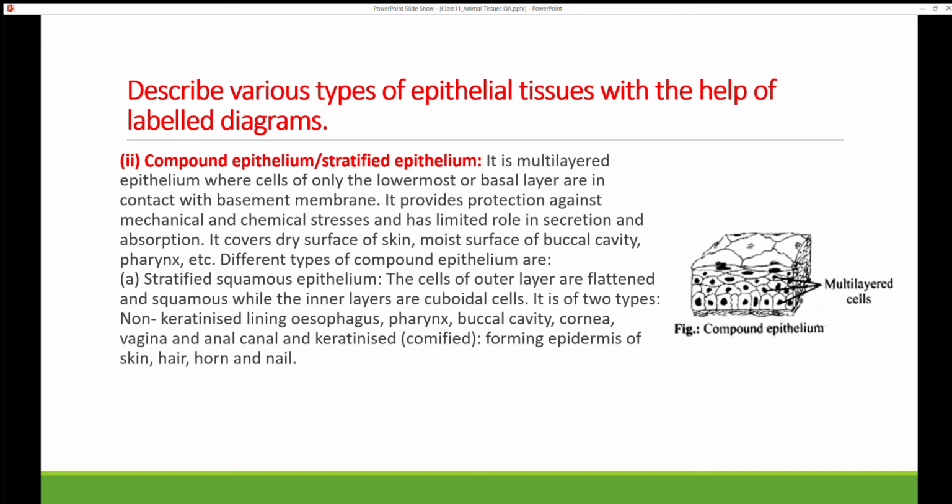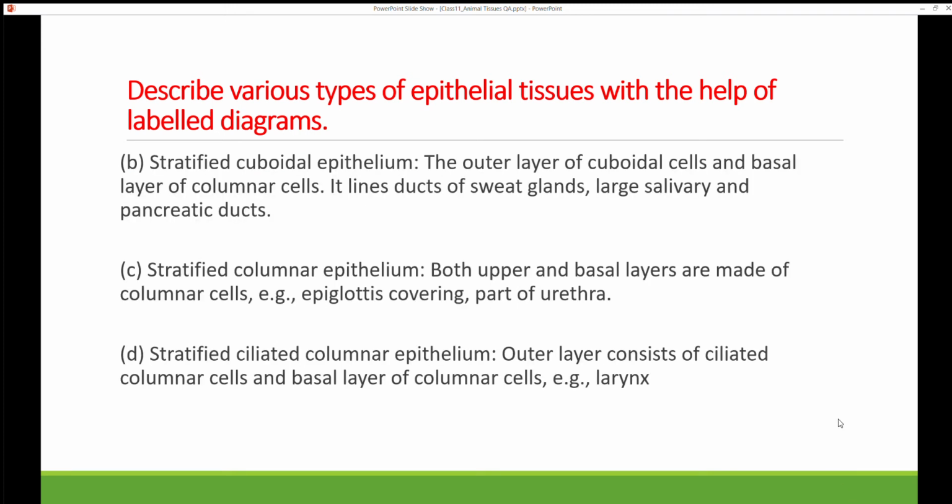So the types are, the first one, stratified squamous. Don't get confused by the simple stratified and compound stratified. Then simple stratified, and this is stratified squamous. The cells of the stratified squamous are found in the pharynx, cornea, anal region, and these. When you learn about the differences between these, you will learn them one by one.